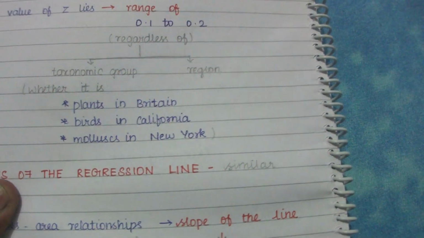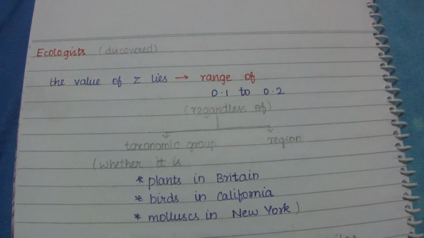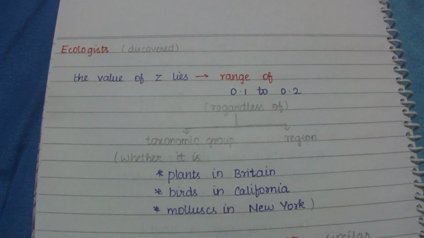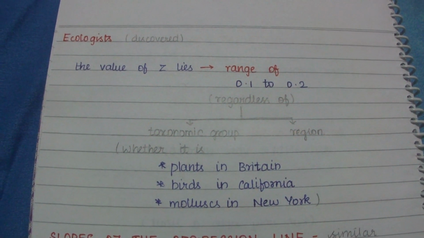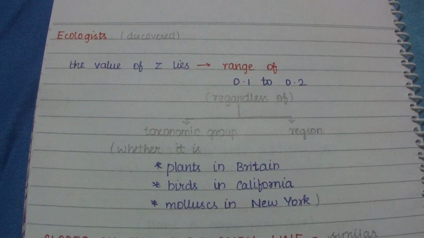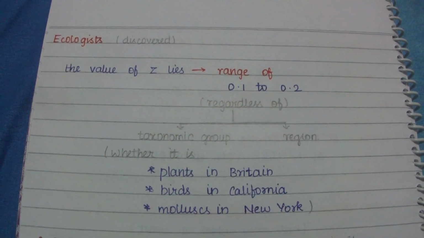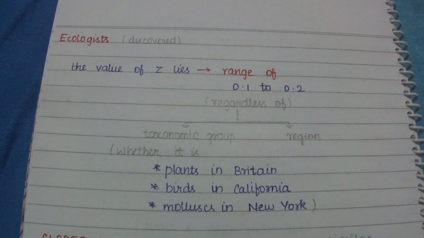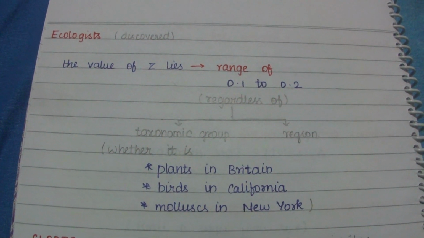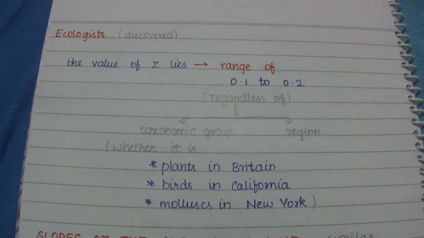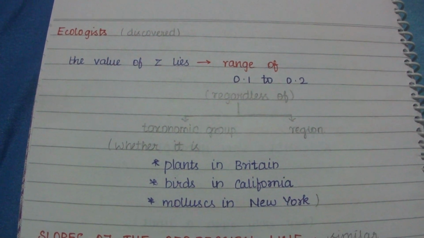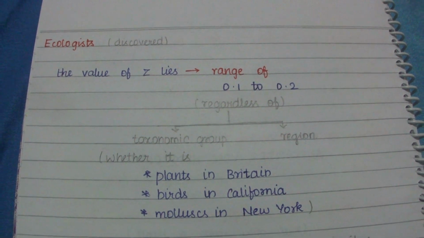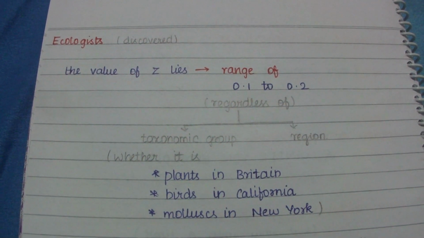At the same time, many ecologists have discovered that the value of Z always lies in the range of 0.1 to 0.2, whichever taxonomic group it belongs to or whichever region it is. Even if there are changes in the taxonomic group or in the region we are checking, the value of Z always lies in the range of 0.1 to 0.2. Even if we take plants in Britain, birds in California or mollusks in New York, the value of Z always lies in the range of 0.1 to 0.2.